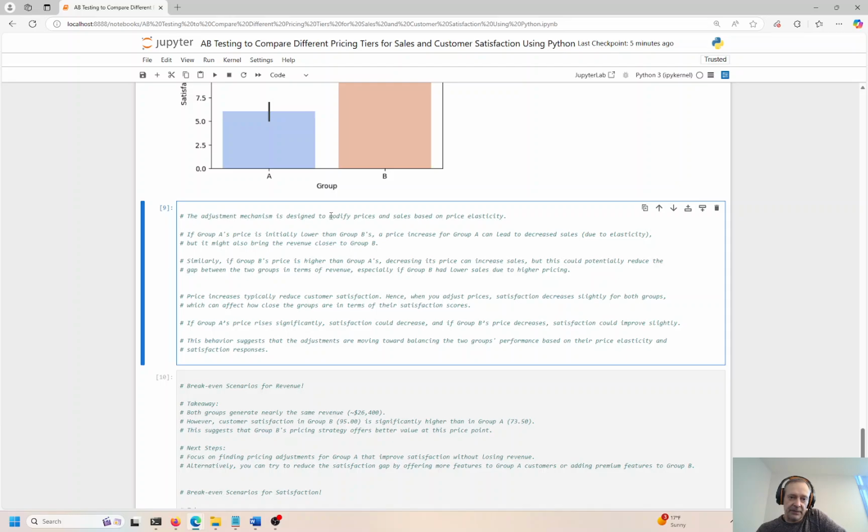The adjustment mechanism is designed to modify prices and sales based on price elasticity. Okay, if Group A's price is initially lower than Group B's, a price increase for A can lead to a decrease in sales due to elasticity, right? So if you put more money into A, or you raise the price of Group A, the price will be somewhat elastic, right? So elasticity means if the price is very elastic, you can raise the price and people buy almost as much of the product. If the price is very inelastic, you raise the price a little bit and then nobody buys the product, okay?